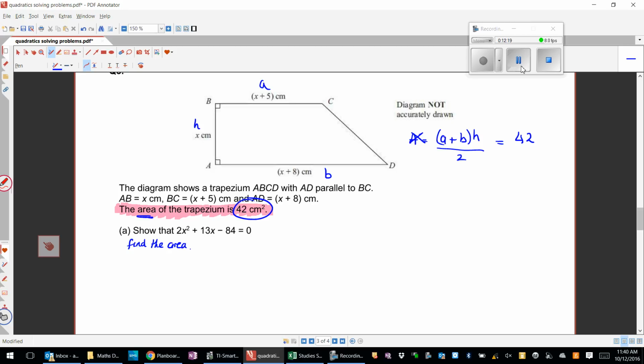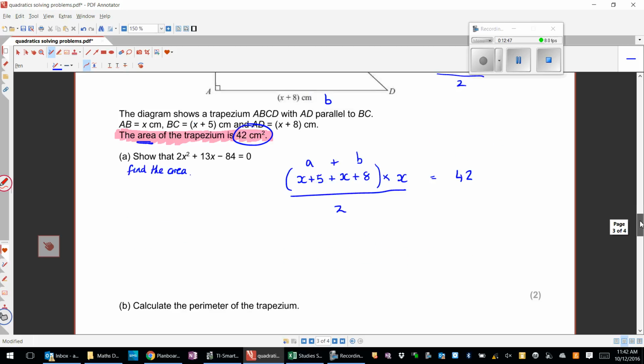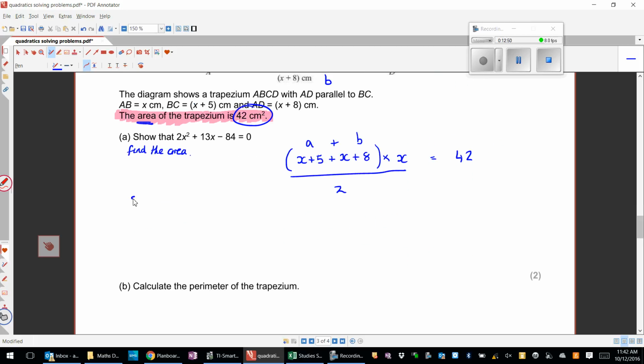Okay, so we've got A and B. These brackets are there because they're up there, but actually, because it's all adds, we don't need those brackets. Then we've got times by the height, and then all divided by 2, and that equals. So all we've got to do, what's inside the bracket? 2x plus, over 2, all that times by x equals 42. Right, if you've got that far, I'll let you carry on.